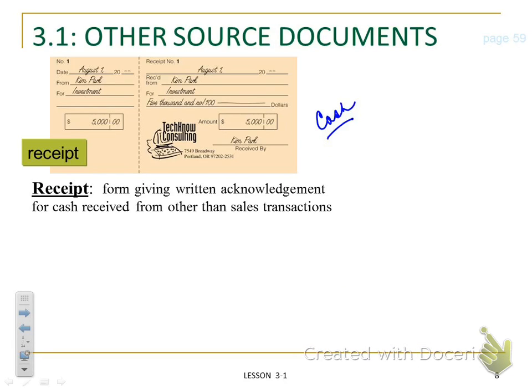Other source documents include, first, the receipt. A receipt is a form that is given as written acknowledgement for any cash received other than for sales transactions. So you'll notice this receipt again is a pre-numbered document. It says who we received the money from and what we received it for, and then it's a partitioned document, and we keep the stub, and then the other party receives their portion as their objective evidence for what they gave us cash for.